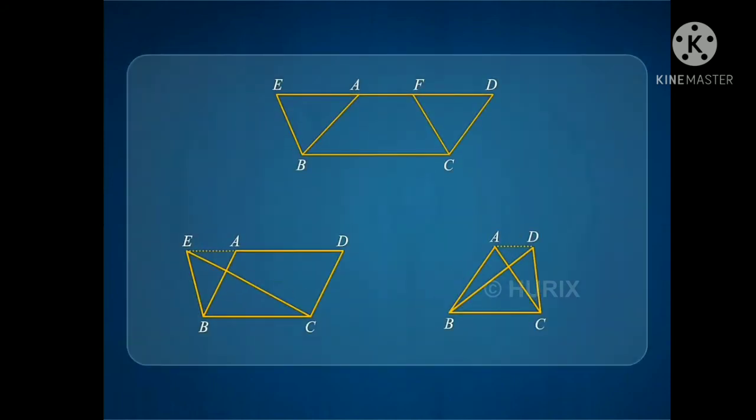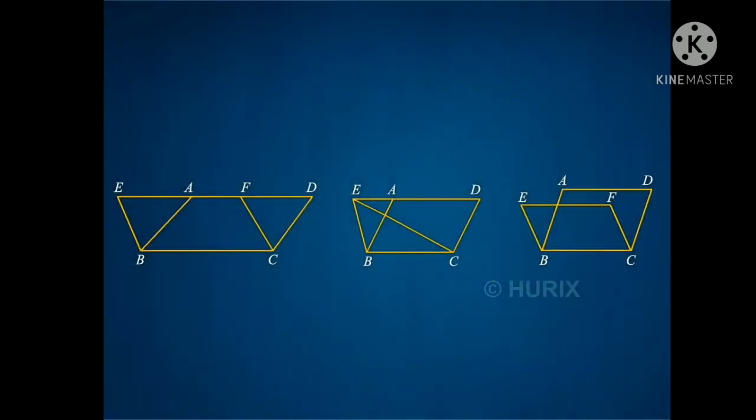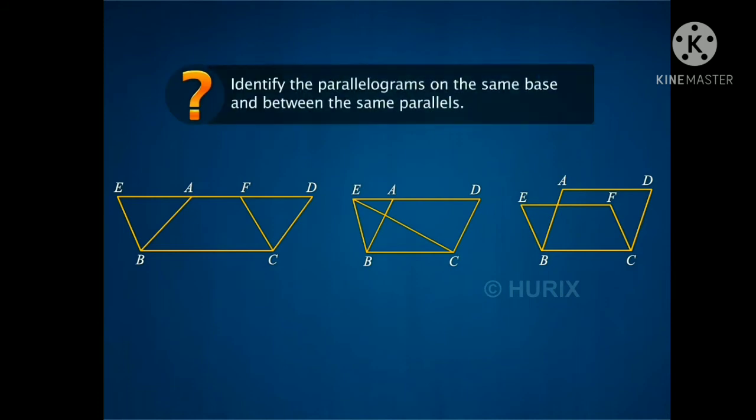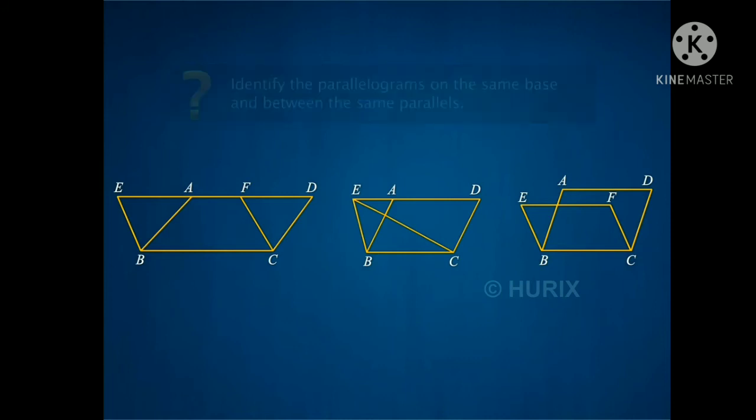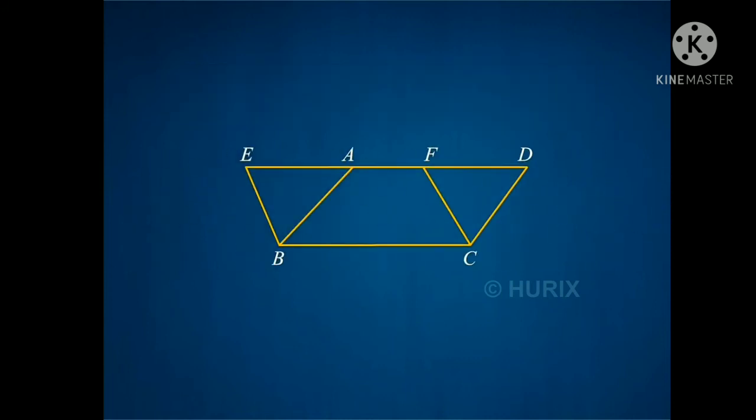You are familiar with the geometrical figures that have the same base and are between the same parallel lines. Now, from among the figures shown, identify the parallelograms on the same base and between the same parallels. Observe that the two parallelograms ABCD and EBCF in this figure are on the same base BC and between the same parallel lines ED and BC.